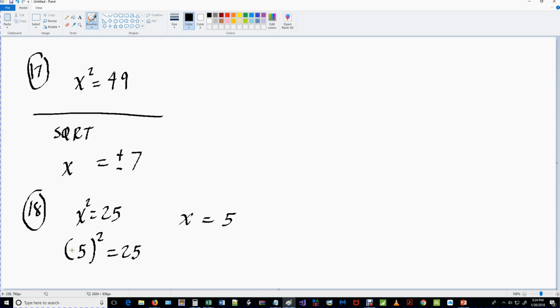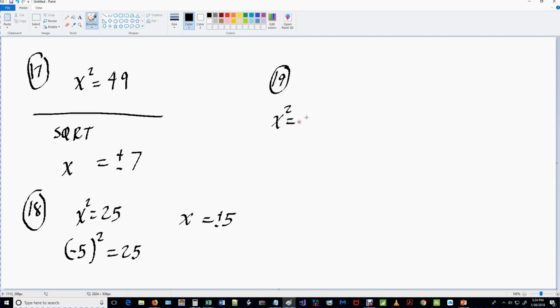And another one will be minus 5 squared is 25, because the square of a positive is positive, but the square of a negative is also positive, right? So the answer will be plus or minus 5.